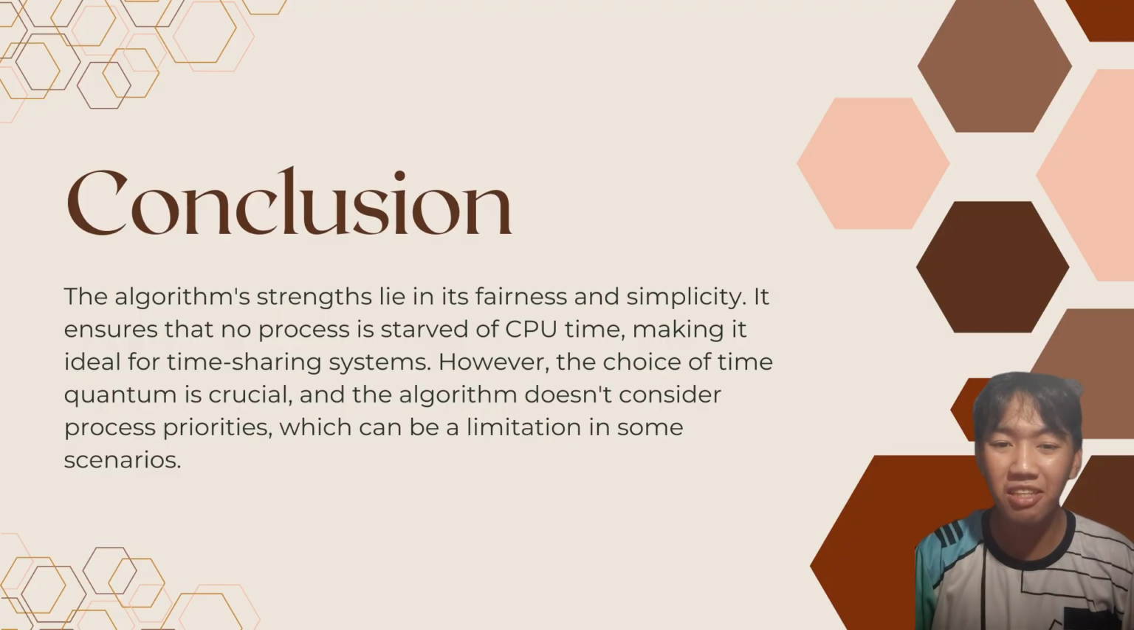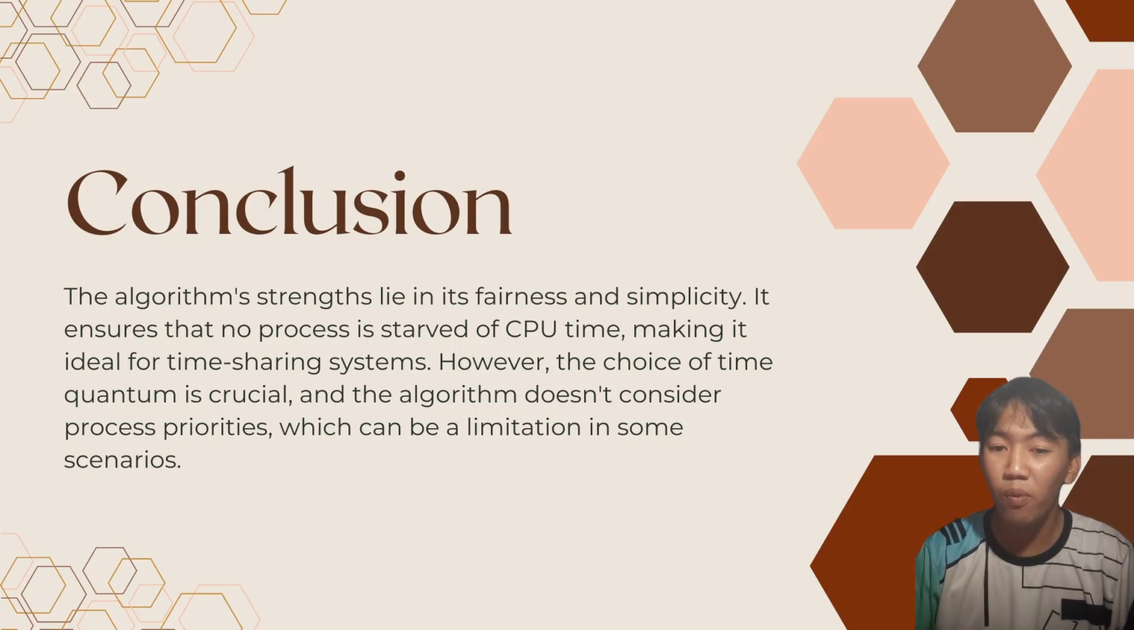Finally, let's discuss the strengths and limitations of the round-robin algorithm. The algorithm's strengths lie in its fairness and simplicity. It ensures that no process is starved of CPU time, making it ideal for time-sharing systems. However, the choice of time quantum is crucial, and the algorithm doesn't consider process priorities, which can be a limitation in some scenarios.